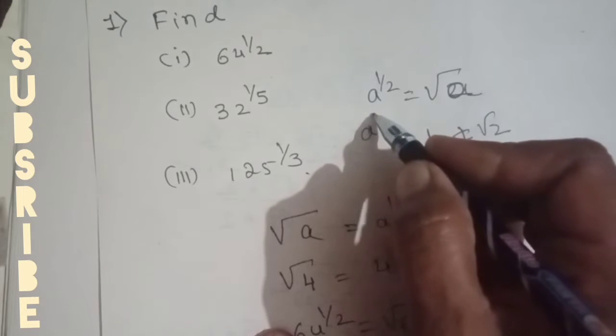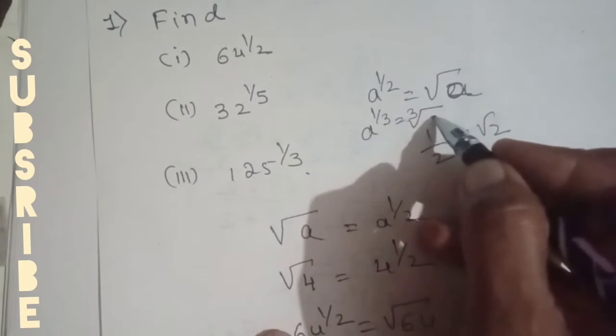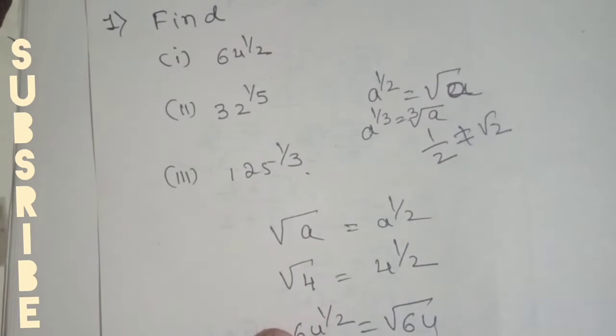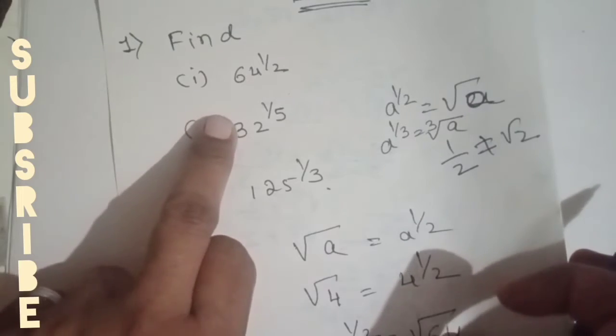If you have a raised to 1 by 3, then it is called the cube root. It is the same as cube root of a. So with this base, we'll try to solve these problems.